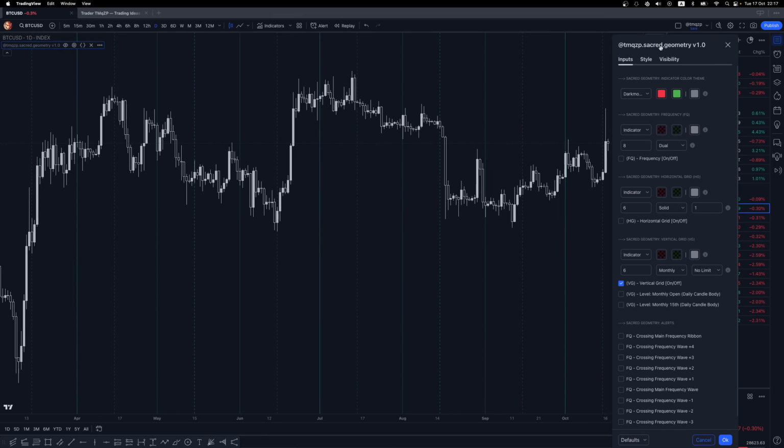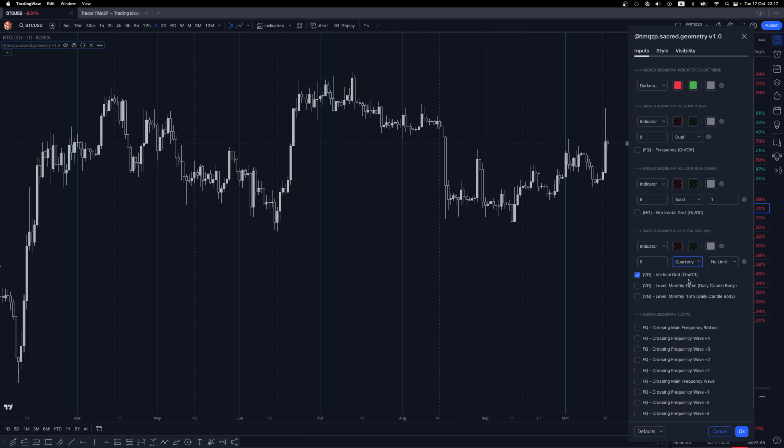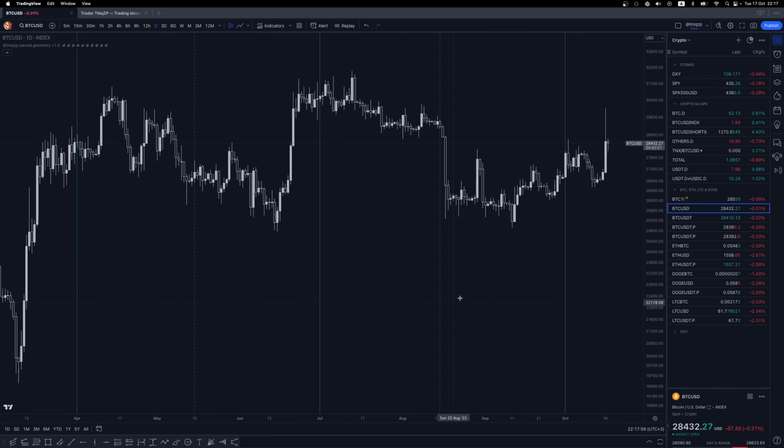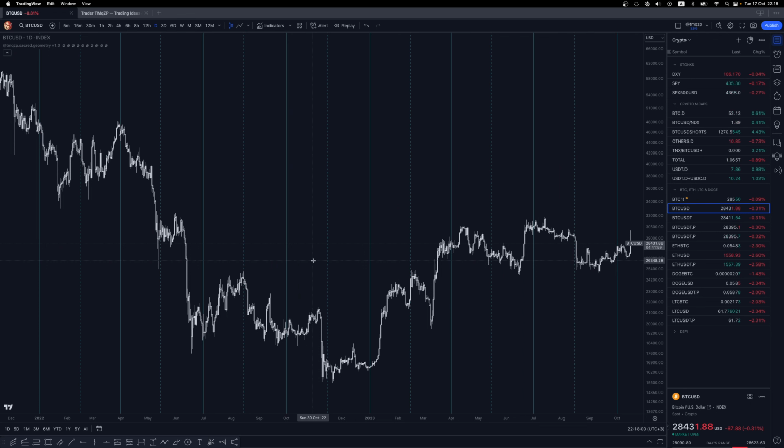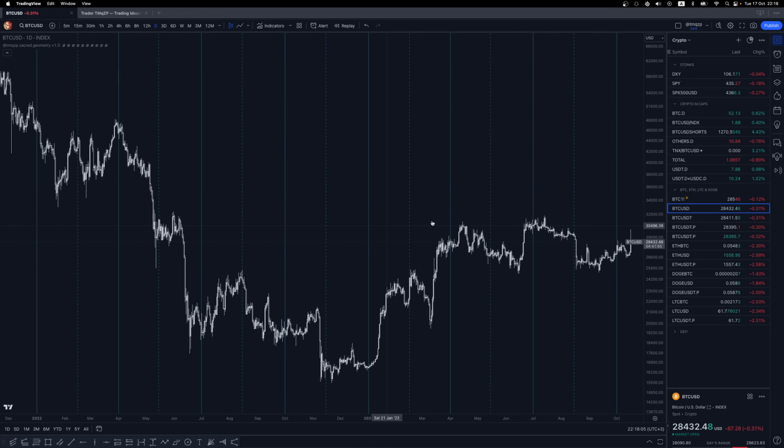If you then switch this to quarterly, it will just hide the monthlies and just leave you with the quarterlies only. There we go, right? So these are all the quarterlies and their midpoints, basically. Right? So now you have a one-to-one range as well on the vertical axis, basically.